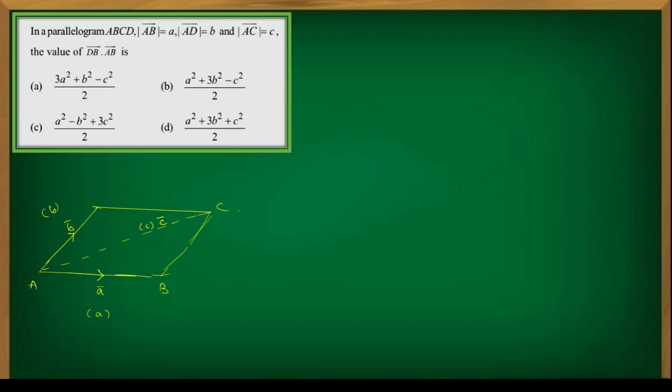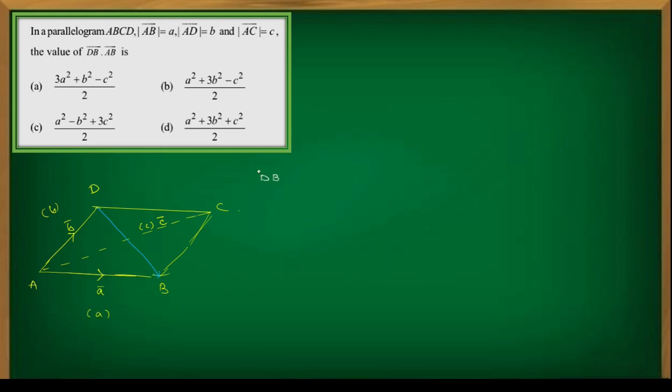Now simply we want DB dot AB. Where is DB now? DB in parallelogram ABCD. So what is the reference point we are going to use? Clearly it is there in the problem: AB, AD, AC. The position vector of B is AB, the position vector of D is AD, the position vector of C is AC. Therefore, the reference point is A. So what will DB become now?